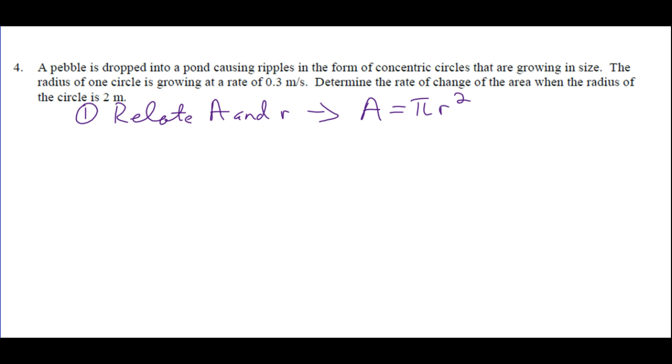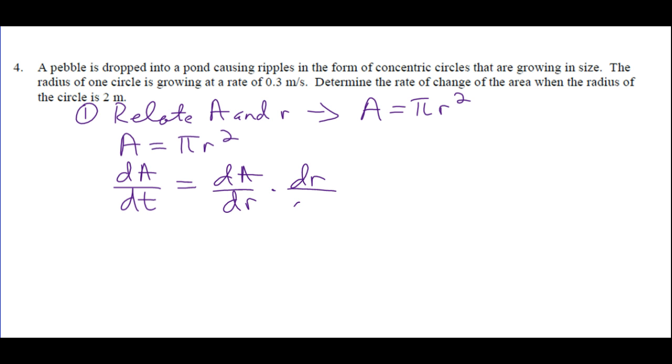So the area of a circle is pi r squared. It's a formula to relate A and r. We take the derivative of both sides with respect to time, which we've already done, but let's redo it. So dA/dt is, let's go a little bit formal here, dA/dr times dr/dt, which is 2 pi r times dr/dt.